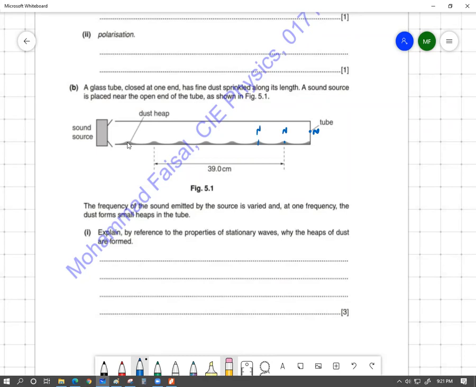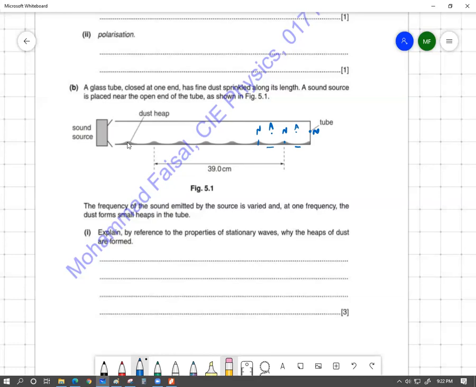The reason no dust accumulation happened in this region or in this region is because here we have a large amplitude for the air particles. So between these two heaps, somewhere over here, we can say there is an antinode position for the air particles. There is an antinode position for the air particles. Does this idea make sense?